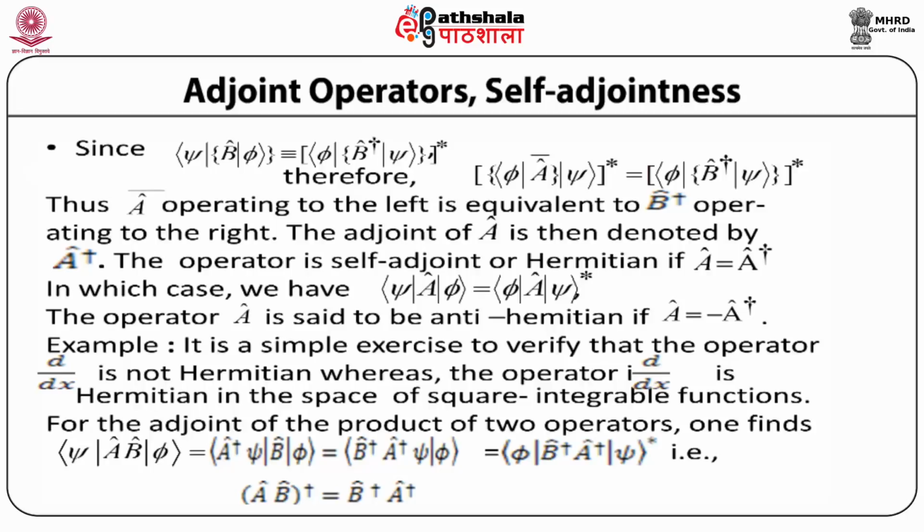For the adjoint of the product of two operators, one finds that bra vector psi, operator A into operator B acting on ket vector phi, is equal to bra vector operator A dagger acting on psi, operator B acting on ket vector phi, is equal to bra vector operator B dagger operator A dagger acting on phi, ket vector psi, is equal to bra vector phi, operator B dagger operator A dagger acting on ket vector psi, the whole complex conjugate.